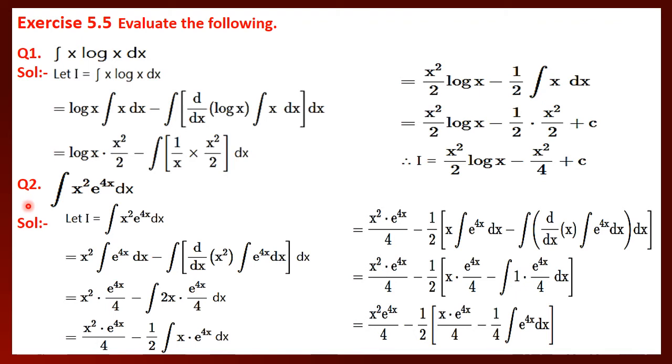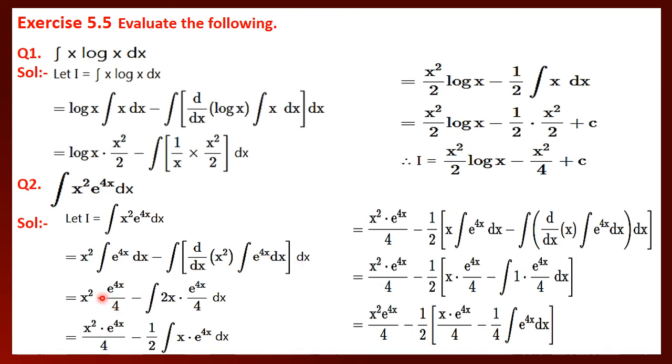Now question number 2, integral of x square e raised to 4x dx. Here again we have to choose the first and second function, or u and v. Here x square is the algebraic function and e raised to 4x is the exponential function. So as per the word LIATE, A comes first, meaning the algebraic function comes first and the exponential function comes second. So first u into integral of v dx minus integral of derivative of u into integral of v dx.